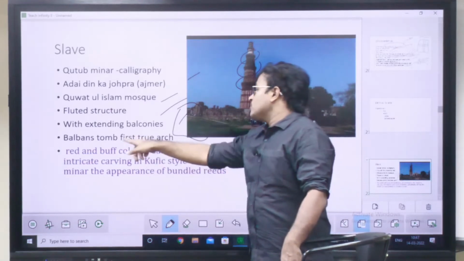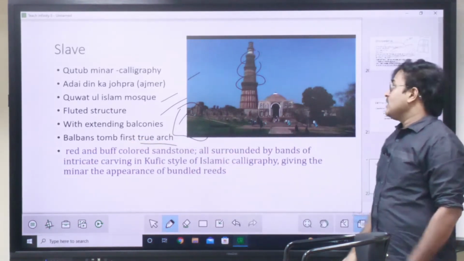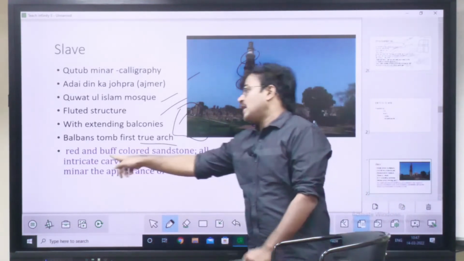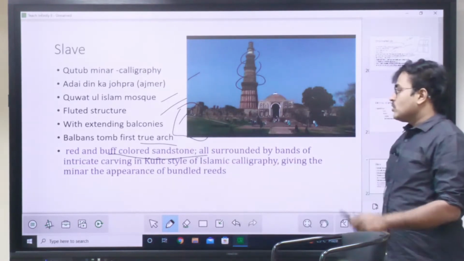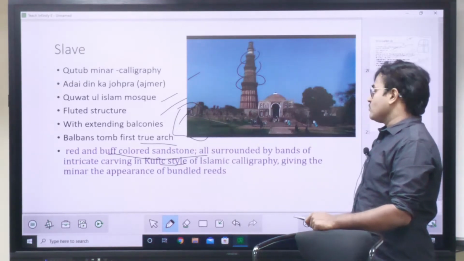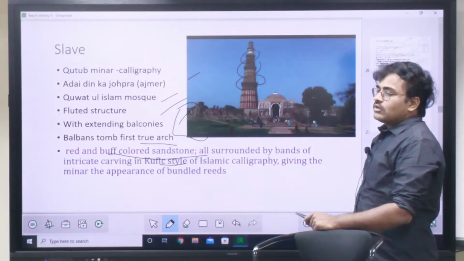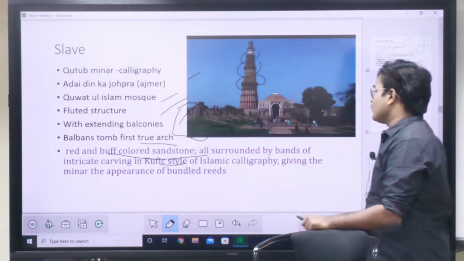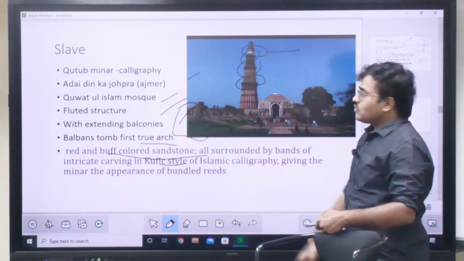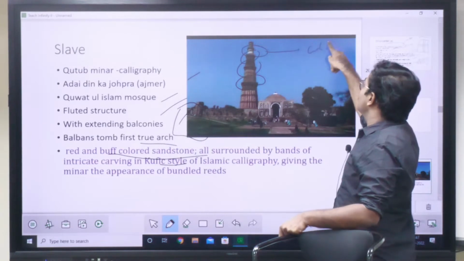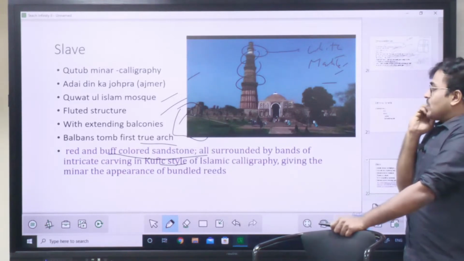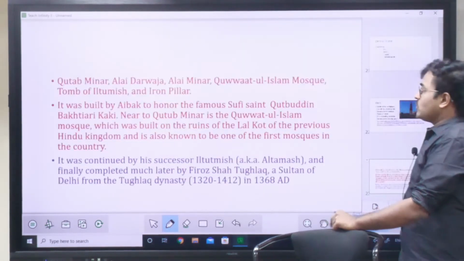Then Balban's tomb is the first true arch, and the stone used to construct this Qutub complex is red and buff colored sandstone. Very important. And the calligraphy present is in the Kufic style of Islamic calligraphy. So highlight the words that I am asking you to. On top of it, don't you think that this is white marble? So red and buff colored sandstone along with white marble is used.